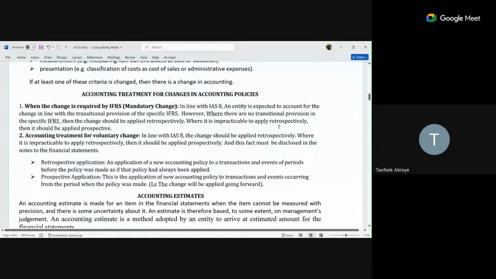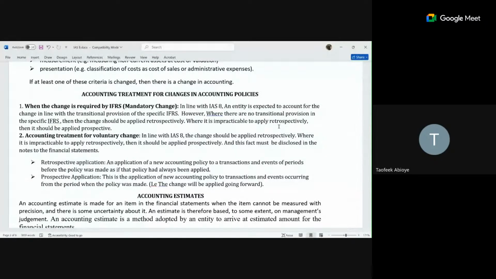So, I have accounting treatment for voluntary changes. That is when the organization decides to do it voluntarily. It's not required by the IFRS. It was just the willingness of the organization to change their accounting policy. However, the reason behind changing their accounting policy should never be to gain personal financial advantage, but rather to ensure fair and utmost good faith presentation of their financial activities to their stakeholders.